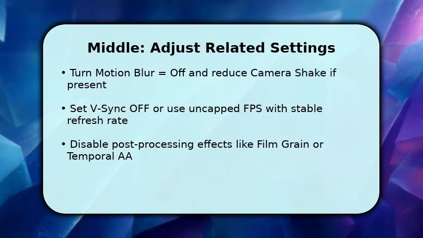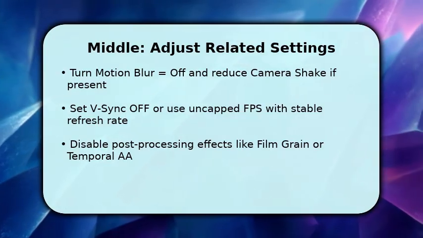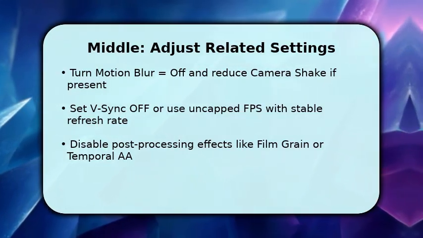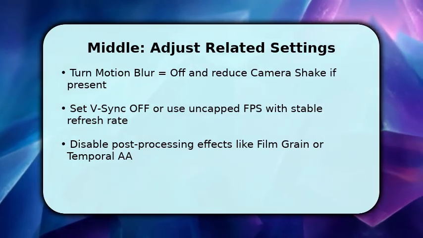Once motion blur is off, you should remove layered effects that reintroduce blur. Disable film grain and temporal anti-aliasing, which can smear motion. Also adjust camera shake and depth of field if the game offers them.